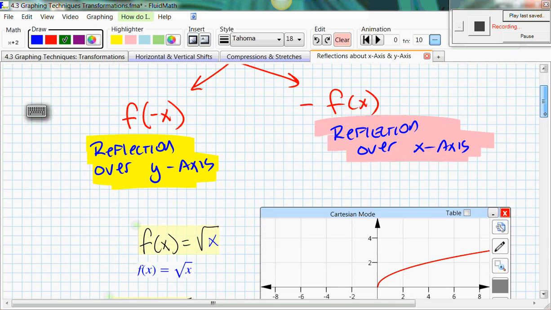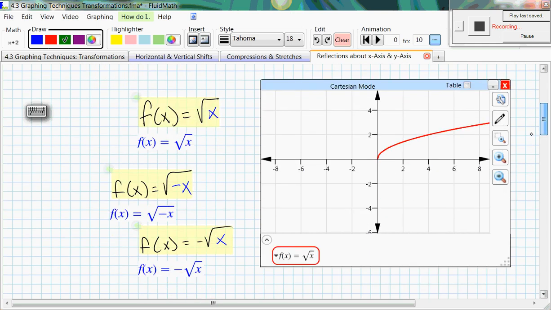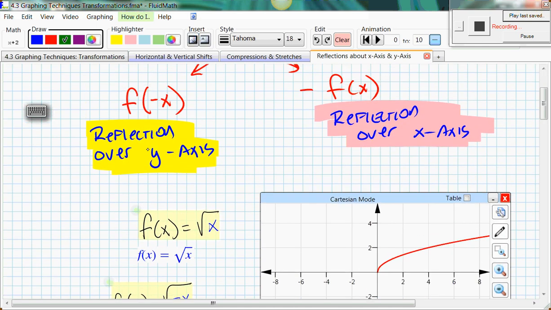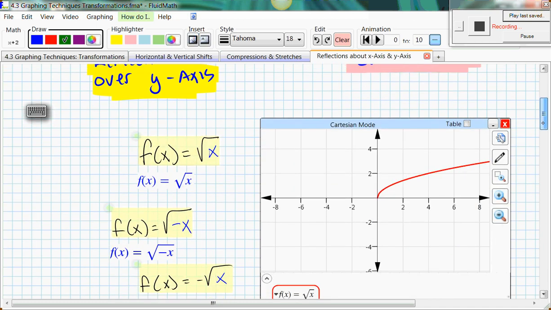So let me give you an example. Let's talk f of x equals the square root of x. That's just a regular old shark fin graph, and we've seen that before. So if I replace x with a negative x, according to this, I should see a reflection over the y-axis.